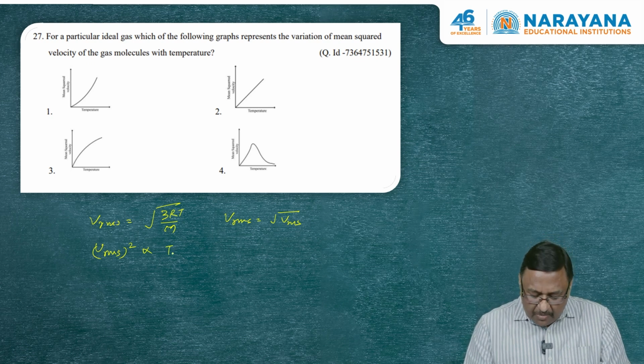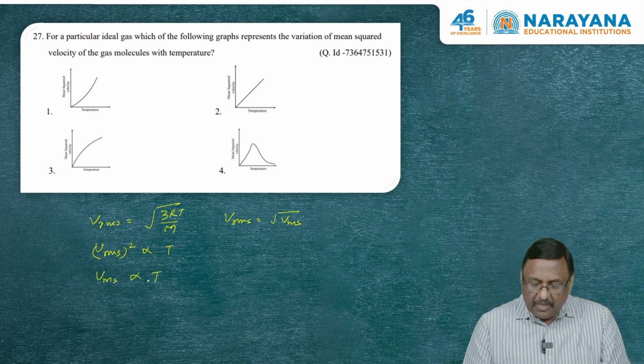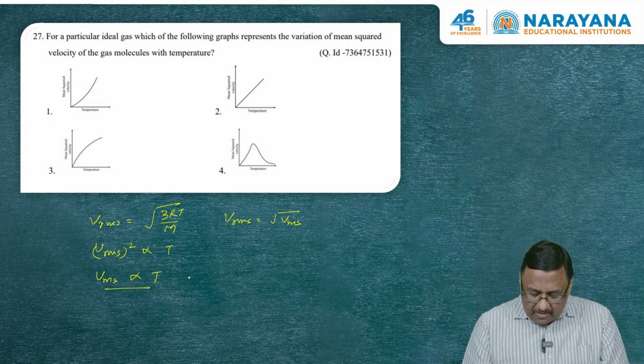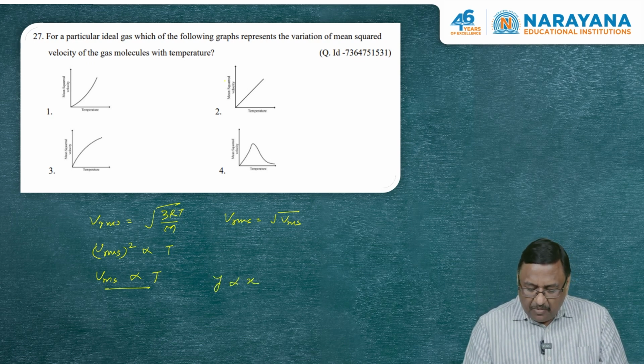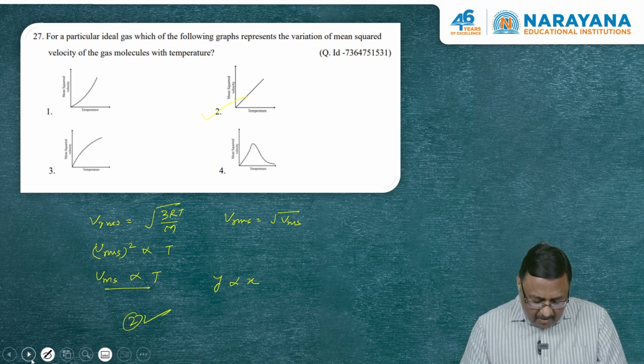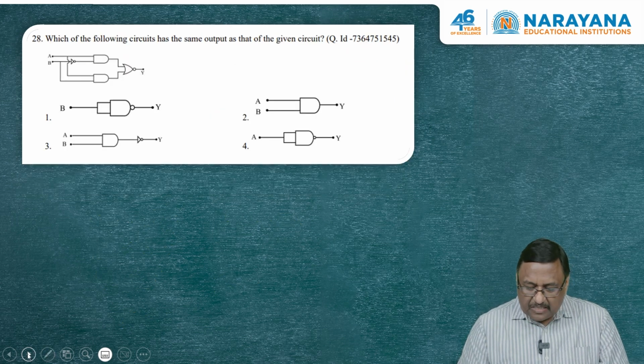So Vrms square is nothing but V mean square. So V mean square is proportional to temperature. Since V mean square is proportional to temperature, it means it is going to be a straight line. That means if Y is proportional to X, and Y is taken along the mean square velocity, then option 2 is the right answer. So we can go for option 2 here as the correct option. I hope that is also a very simple question as far as this paper is concerned.